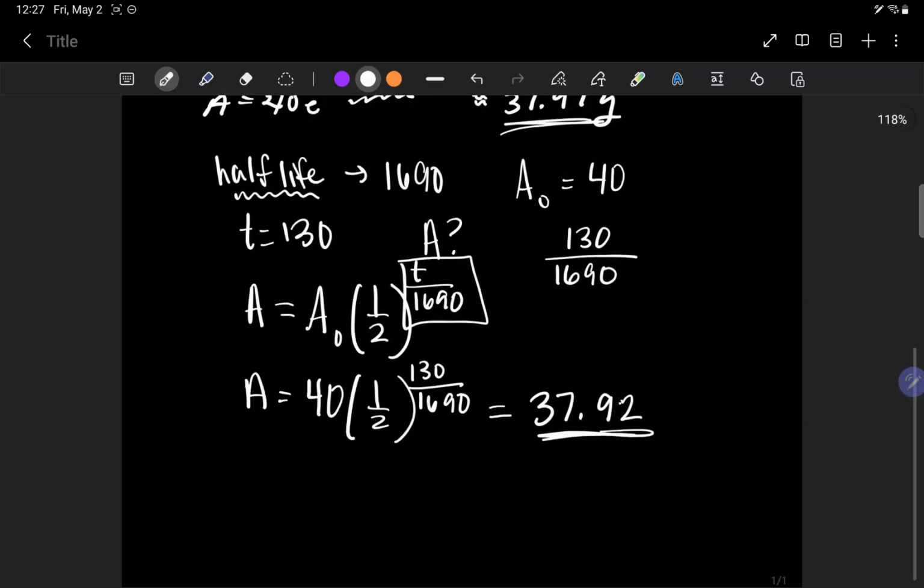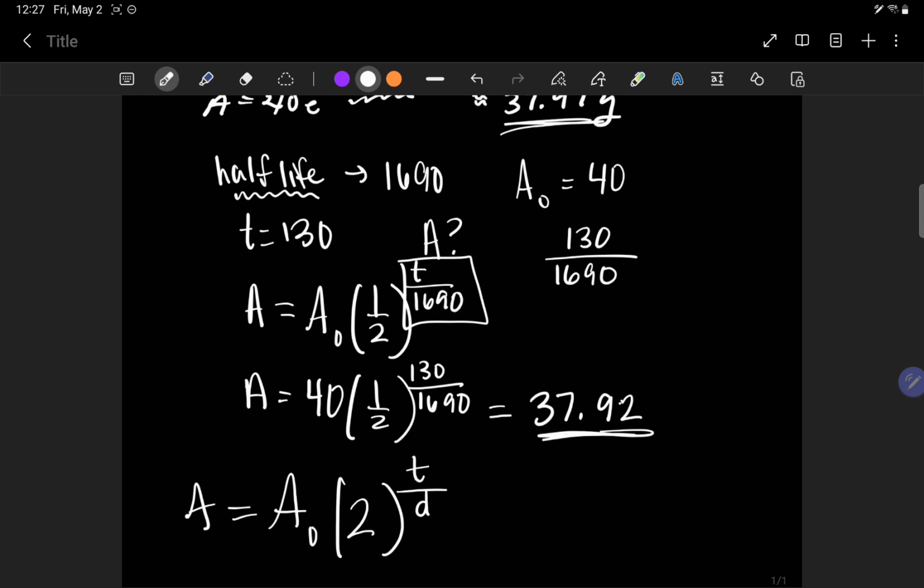It works for doubling time too. I bet you would use a base of 2 if you're doubling, with t over d, where d is the doubling time. And you would use a base of 3 if you were tripling, and then d is the tripling time. Exactly. That's so crazy. Why was I never taught this? Because you didn't have me as a teacher.